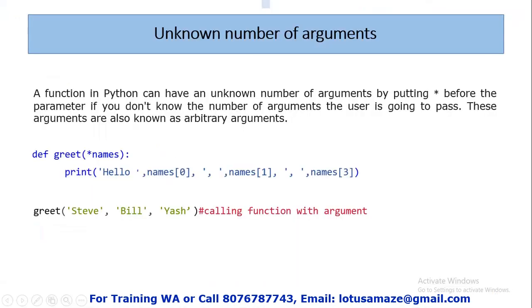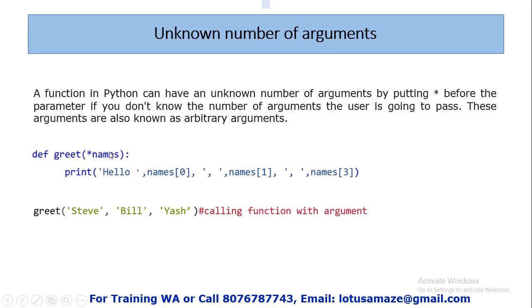So next is unknown number of arguments. What is unknown number of arguments? Suppose we need to pass any number of arguments, then in that case we have to just use star names, like star argument name, right? For example, I have written here def greet star names. So in names we can pass any number of arguments.